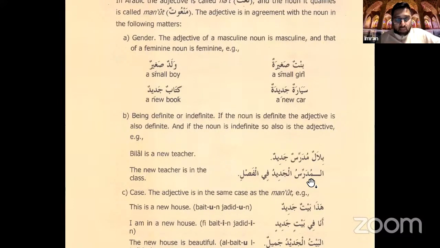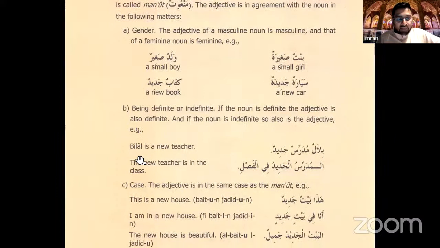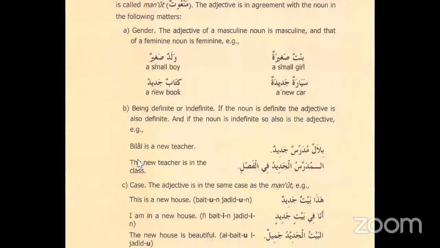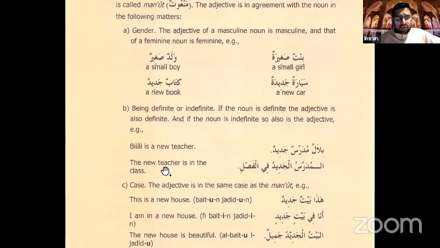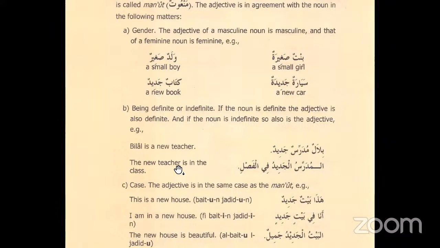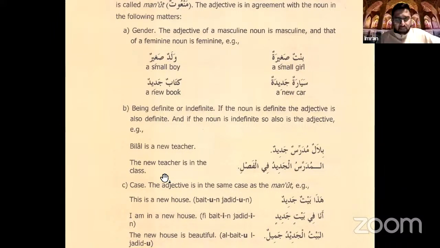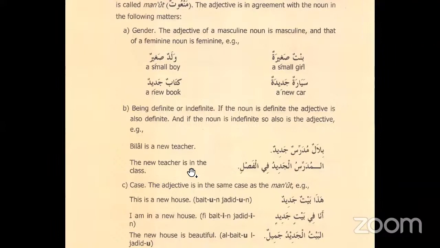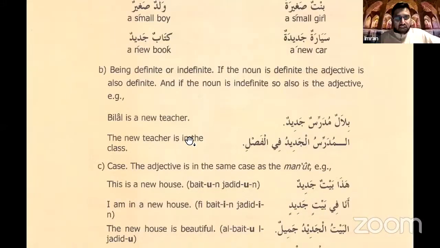So next example, what does it say in English? That's with the alif lam. Then al-mudarrisu al-jadidu, it says in English, the new teacher. The new teacher is in the class.